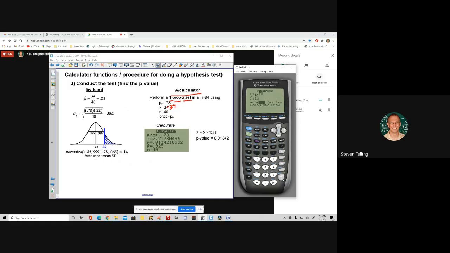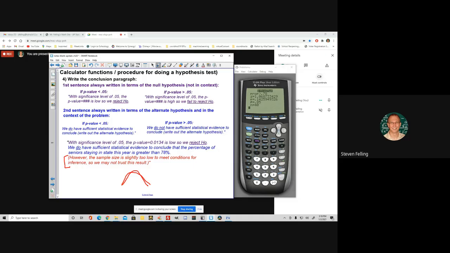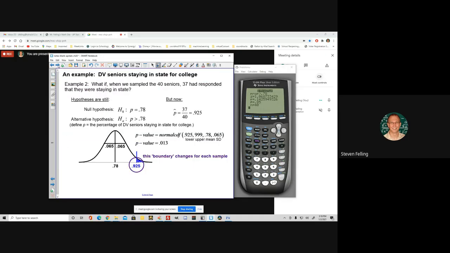Okay, let me do that right now. Okay, yeah, there's the 0.14 number. Okay, so typo in the notes. This is 34, not 37. All right. Okay, let's do one other quick example. Let's just change the problem up slightly.